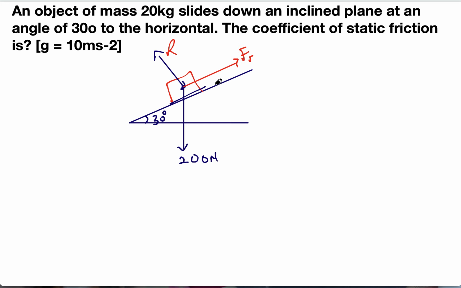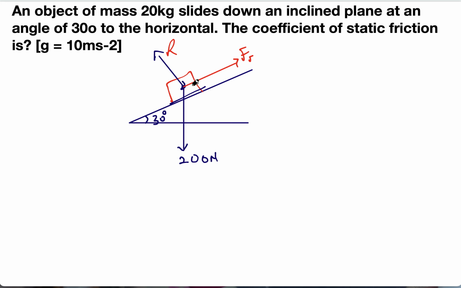With this now, we are looking for the coefficient of static friction. Even though they say that this object is already sliding down, we wouldn't need to really consider that, because we are looking for the coefficient of static friction. So what we would consider is the moment just before it starts sliding down.